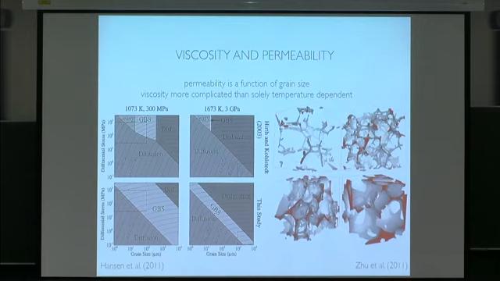So what we see here is grain size along the x-axis, along the bottom, differential stress along the y, and then we have contours of strain rate.